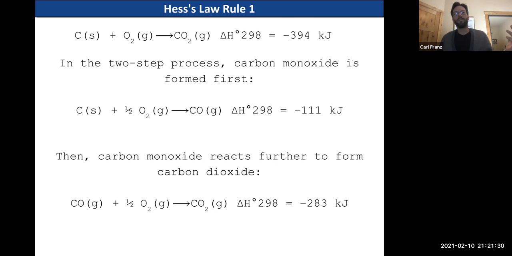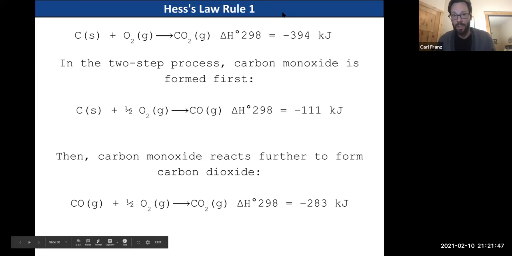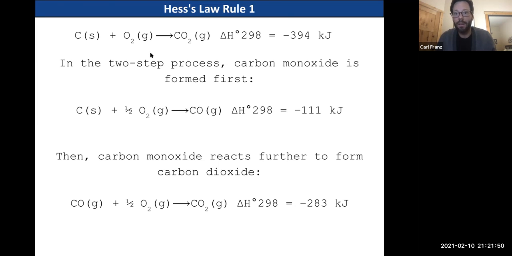If we have carbon and oxygen coming together to form CO2, but that is a two-step process, and each step has a different enthalpy change, then if we're adding those steps together, we just simply add the enthalpy. And this is enthalpy of formation under standard conditions. That's what the 298 represents. So standard pressure, standard temperature.